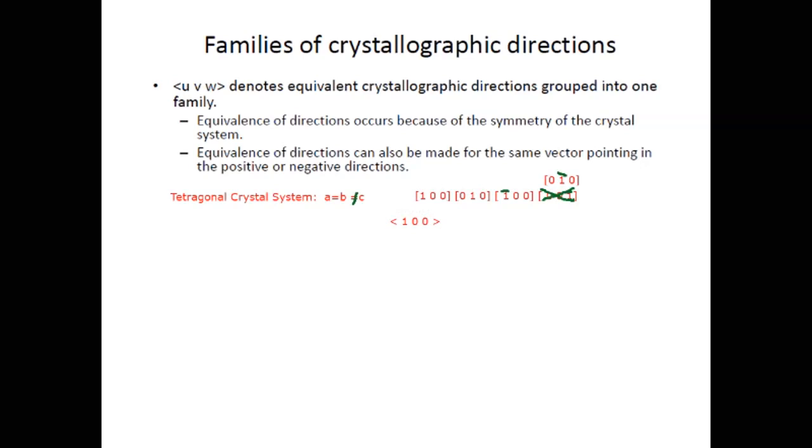Now for C, C would have its own family. So if we looked at the C axis, for the 0, 0, 1 direction, this would include the family, for example, 0, 0, 1 and 0, 0, negative 1. Oh, keep it negative.